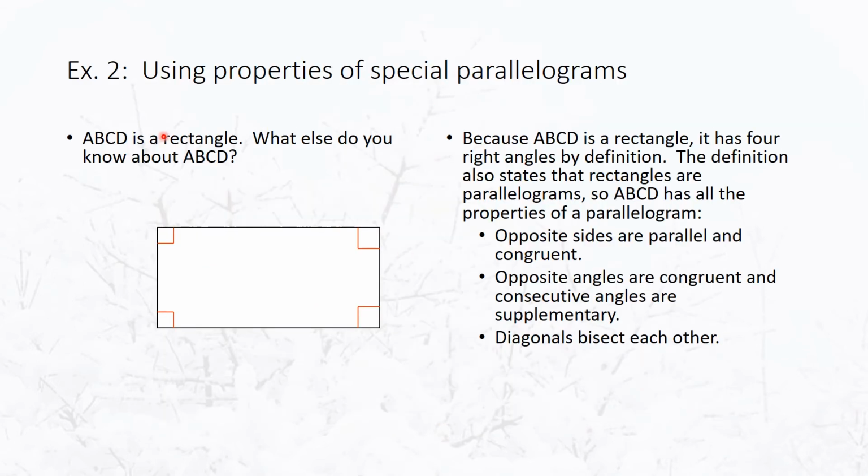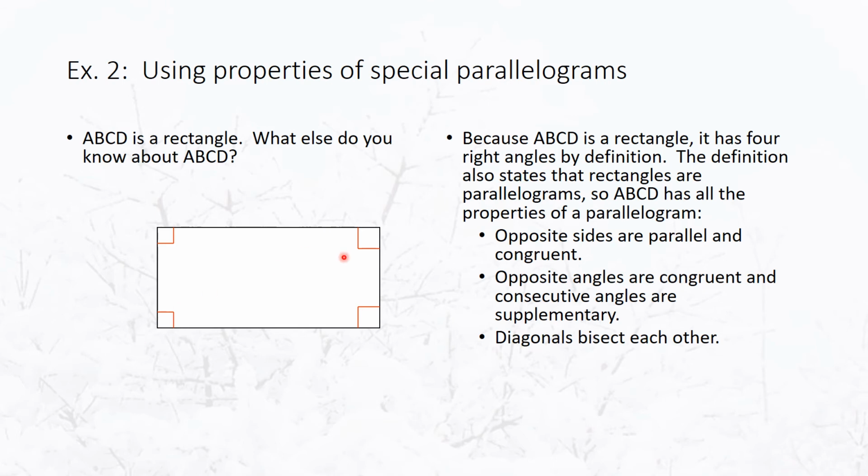Now we are in example 2, using properties of special parallelograms. Here ABCD is a rectangle. What else do you know about ABCD? Because ABCD is a rectangle, it has four right angles by definition. The definition also states that rectangles are parallelograms, so ABCD has all the properties of a parallelogram. Which are they? Opposite sides are parallel and congruent.